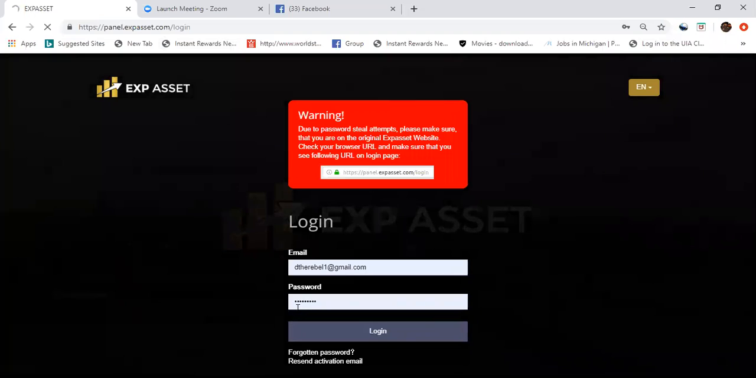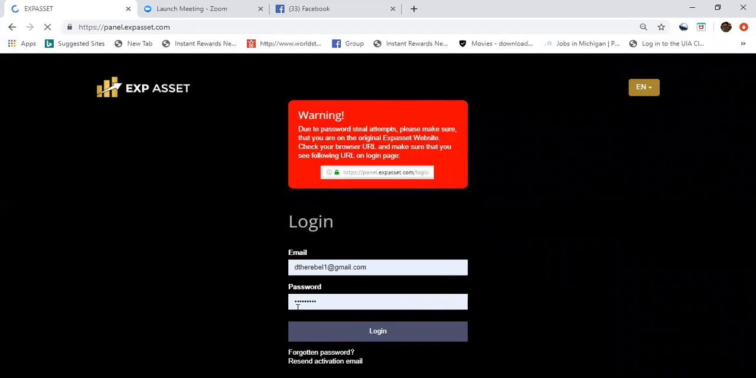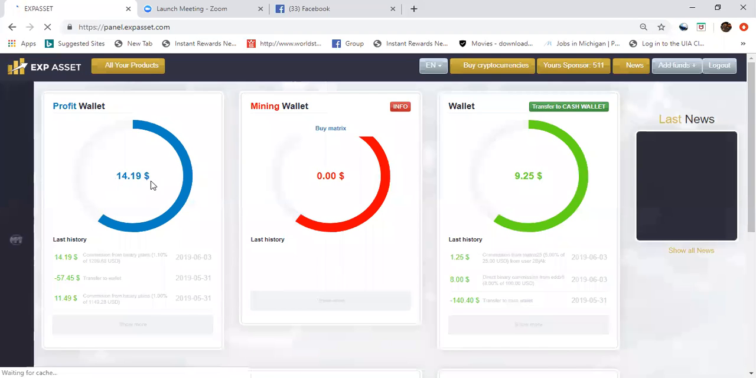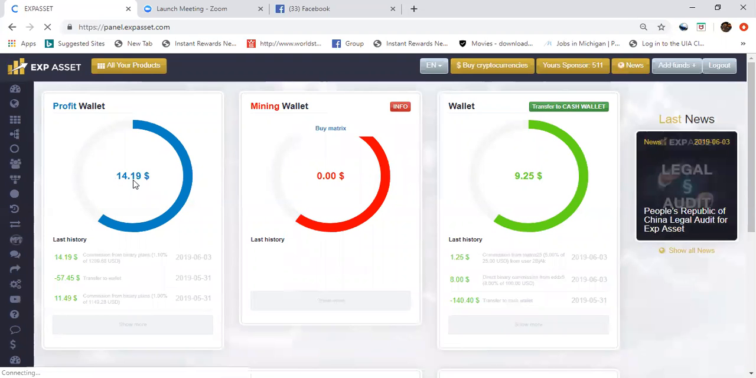Just to make sure I'm legit, make sure I'm the right person that should be going into this account. You see, I got $14 in there. Now, the reason I got $14 is because we got paid even more. We got paid 1.1% instead of the 1% yesterday. We got paid even more.